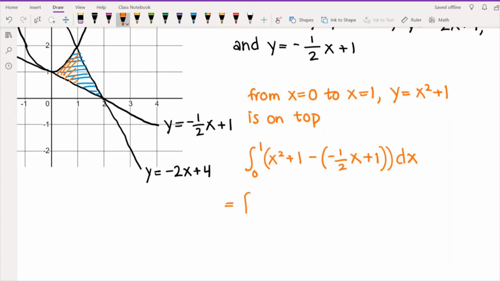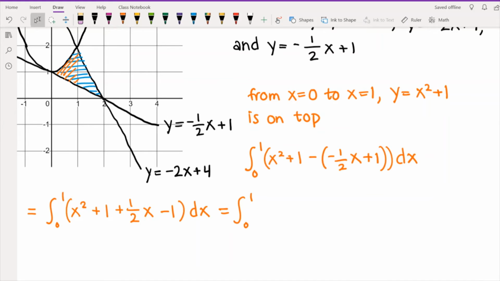Okay, so let's simplify this a little bit before we go in and evaluate it. So we have the integral from 0 to 1 of x squared plus x plus 1/2 x minus 1. And that simplifies even more to become now just the integral of x squared plus 1/2 x, because those ones cancel out with each other.